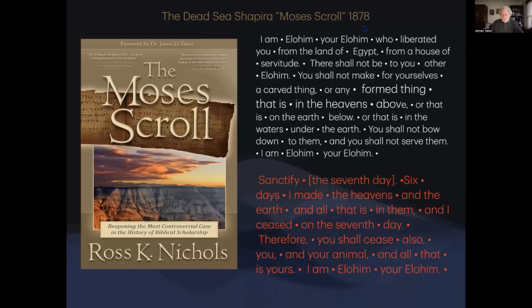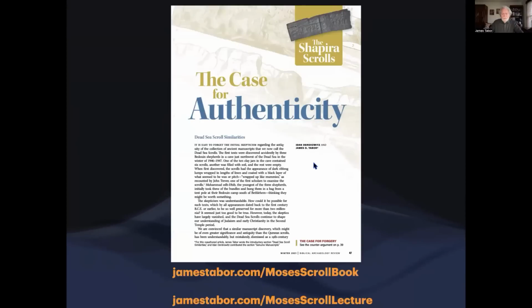I wrote an article with another scholar, Idan Dershowitz. He and I both believe, along with Ross Nichols, who wrote that book, that the Shapira scrolls were probably authentic. And here's a picture of the opening of that article. You can get it and read it free of charge if you go to my page at academia.edu and just look for James D. Tabor, my page, and you can download and read my arguments for this being authentic.